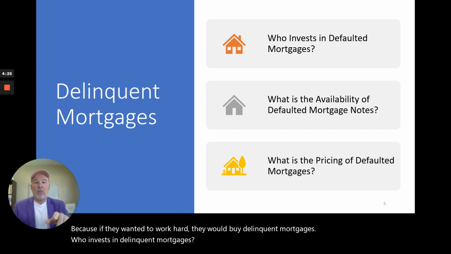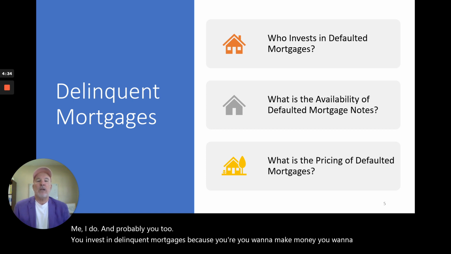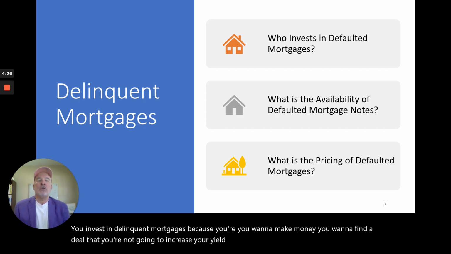I do, and probably you too. You invest in delinquent mortgages because you want to make money. You want to find a deal where you're not going to increase your yield by 2%, but you want to make 25 grand. So that's who invests in defaulted mortgages.